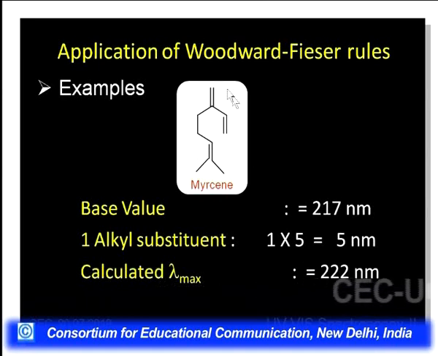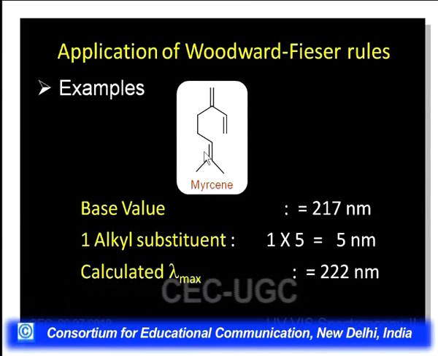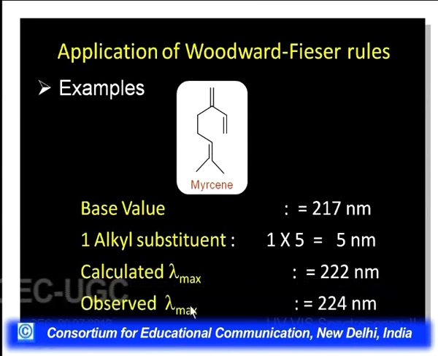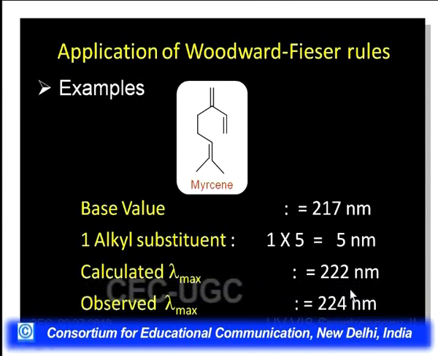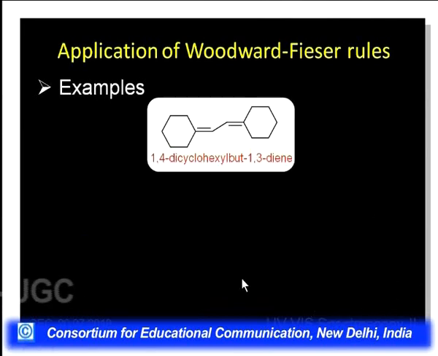So please don't get confused here by seeing there's a double bond there. Make sure that if you're looking at a double bond, it should be conjugating with the basic chromophore to be meaningful. Okay, and the observed value for this happens to be 224 nanometers, which is within about 2 nanometers, which is fairly good. Okay, let's go further and take one more example here. So in this case, what do we do?